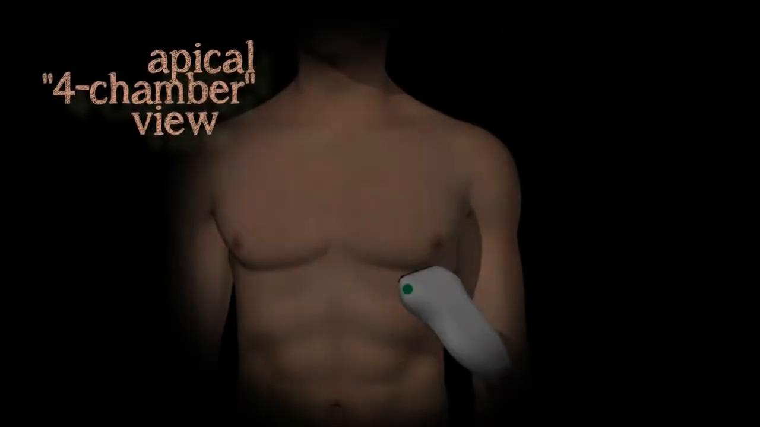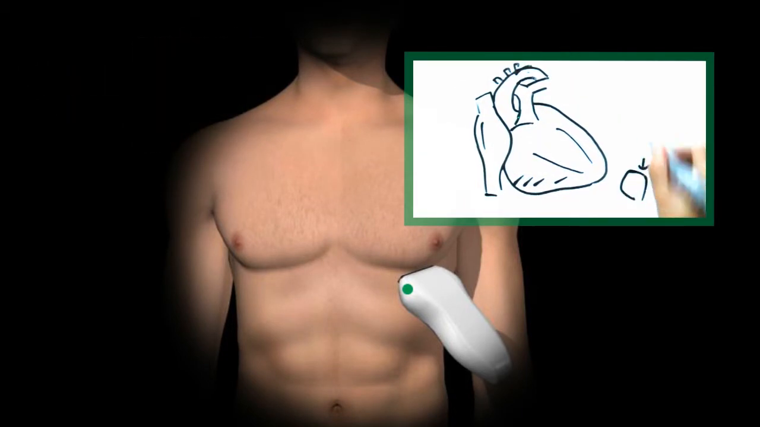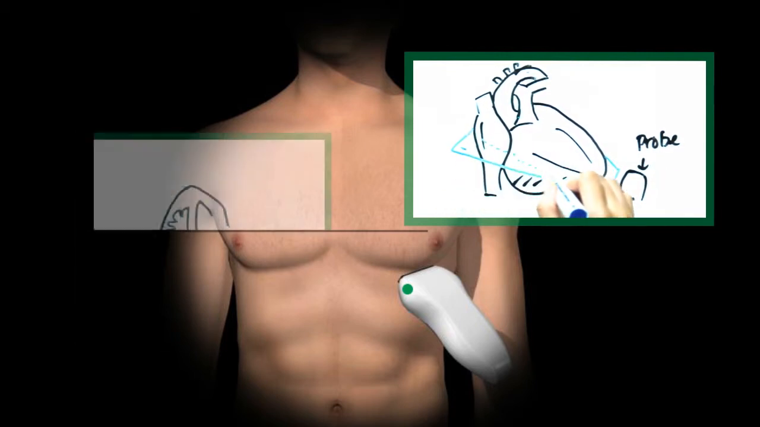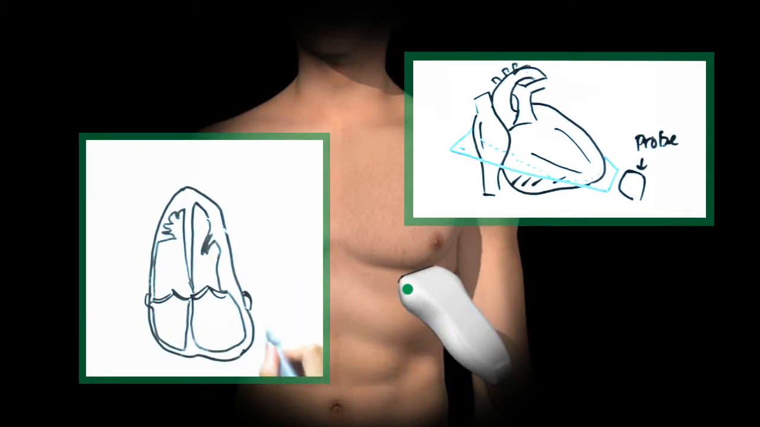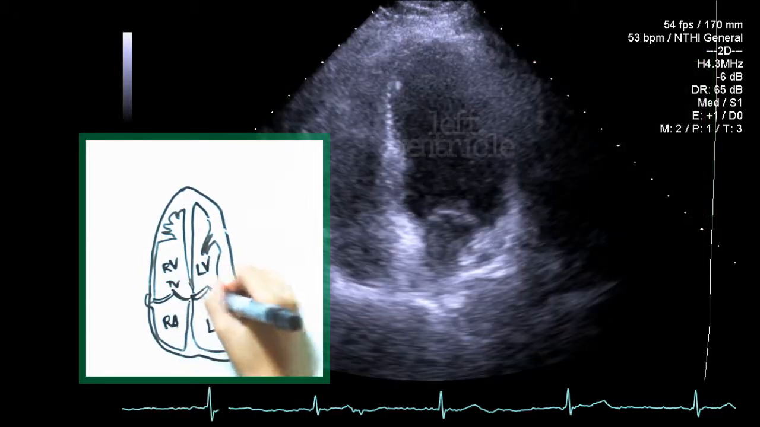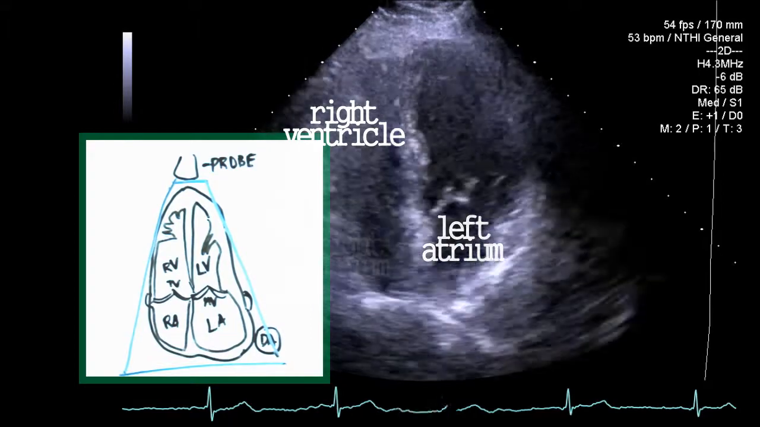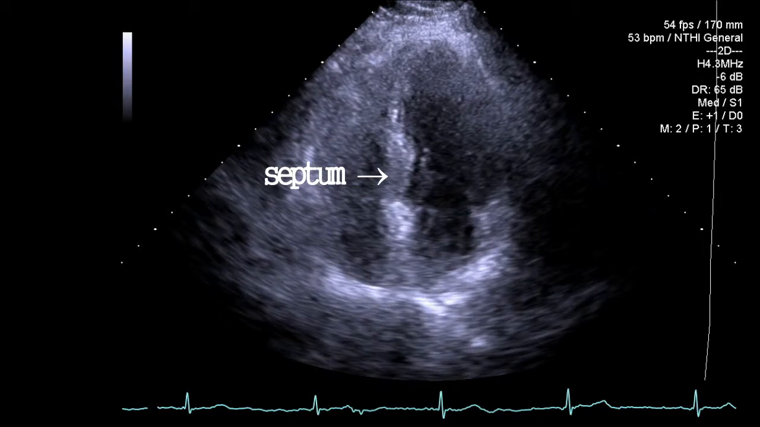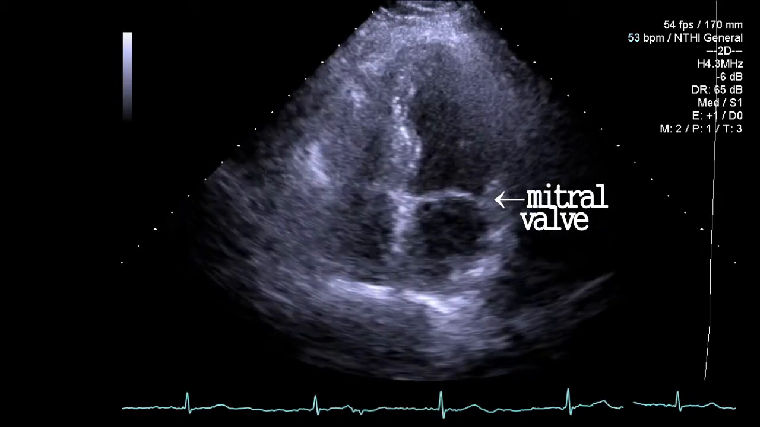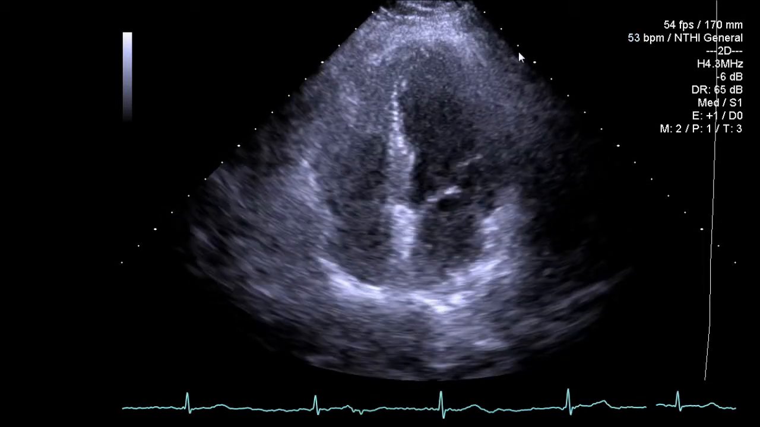First, the apical 4-chamber view is produced by locating the patient's point of maximal impulse at the 5th intercostal space, left midclavicular line. Once located, the transducer is placed on this side, oriented towards the client's right shoulder. This view enables the visualization of the 4 main chambers of the heart: the left ventricle, the left atrium, the right ventricle, and the right atrium. The vertical line that serves as an intersection between the 4 chambers represents the interventricular and interatrial septa. Furthermore, the opening and closing of the mitral and tricuspid valves are also visible.